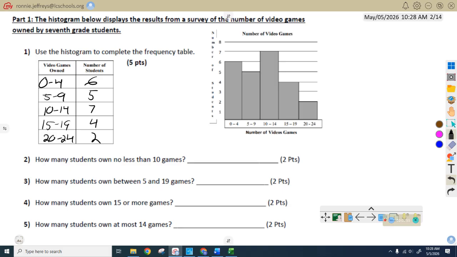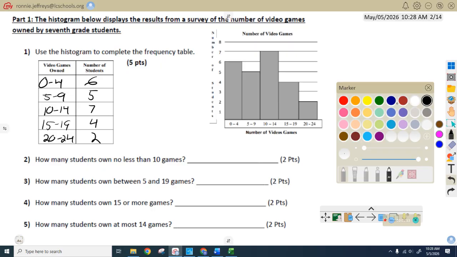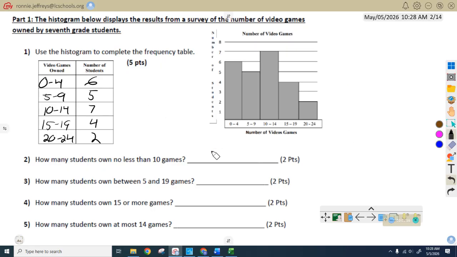Alright, now, don't get caught up in what this data actually is. It says number of students and number of video games. That's not really the main thing. So number 2 says how many students own no less than 10 games. So that means they can't have 9. So we would actually start here. We would include this right here. So that would be 13 numbers, or 13 students.